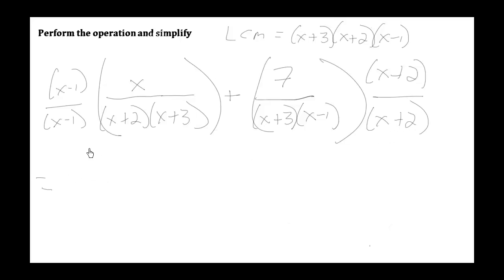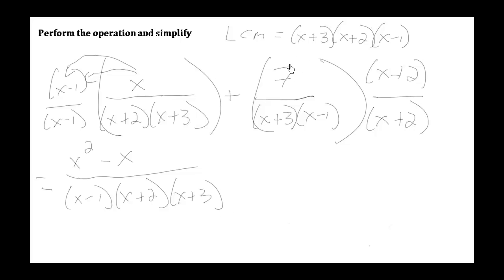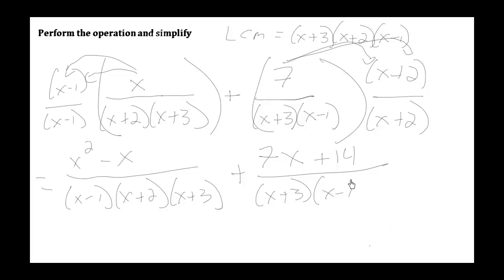Leave the bottoms factored and multiply the top. Be careful, there's lots of distribution in these problems. So here I'm going to get x squared minus x over all this stuff. I got an x minus 1, an x plus 2, an x plus 3. More distribution, my favorite property in the world. Plus 7x plus 14. All over the x plus 3, x minus 1, x plus 2.